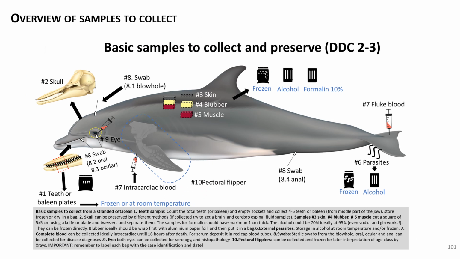And here, there is some basic sampling protocol. Remember, you can take samples from every organ, but if you don't have the support to do it, you can follow this basic sampling protocol. First, you need to take a teeth sample, but first you need to count the total teeth and empty sockets and collect 4 to 5 teeth from the middle part of the jaw.